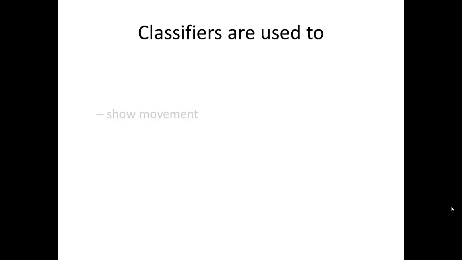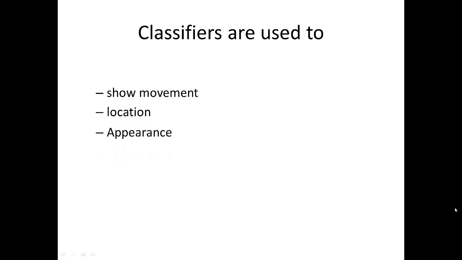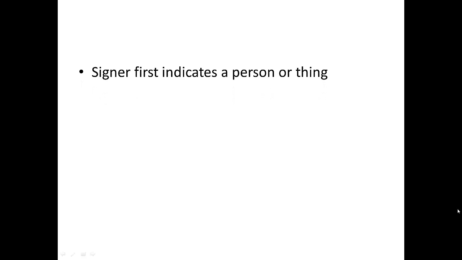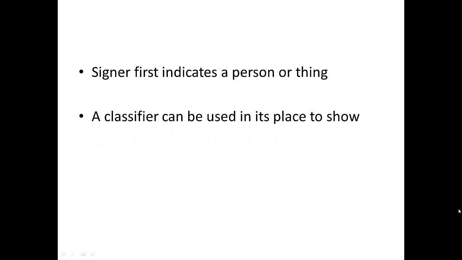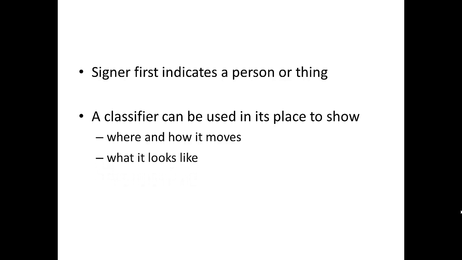Classifiers are used to do many things: show movement, location, appearance of an object or a person. Remember, you must always indicate the noun first. And then you use the classifier in place of that to show where or how the noun moves, what it looks like, or where it's located.